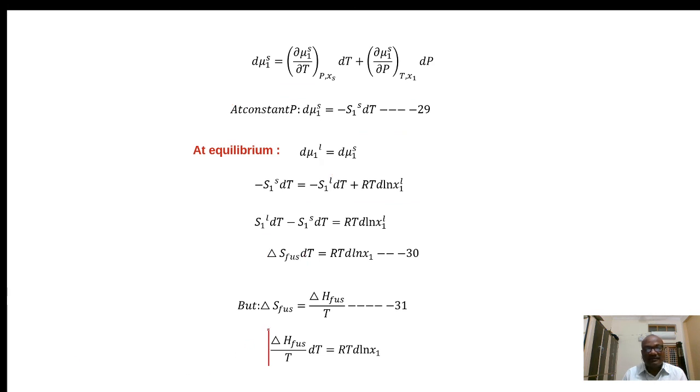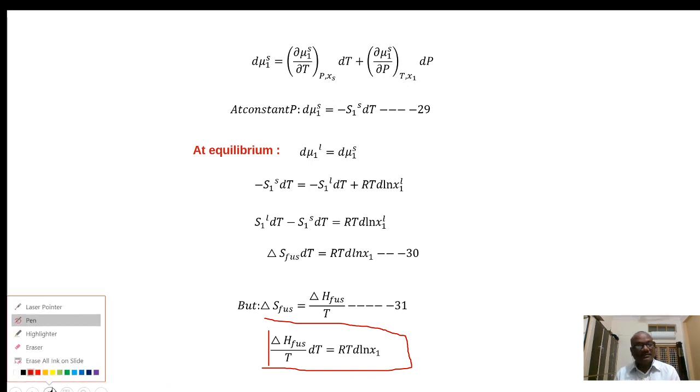Okay, this is the equation we got. Next, we will integrate this equation. Delta H fusion divided by T into dT is equal to RT d log x1. Bring the energy and temperature terms together, so delta H fusion divided by T square. This T we are writing on this side, and R also we are shifting here. Delta H fusion divided by RT square into dT is equal to d log x1.